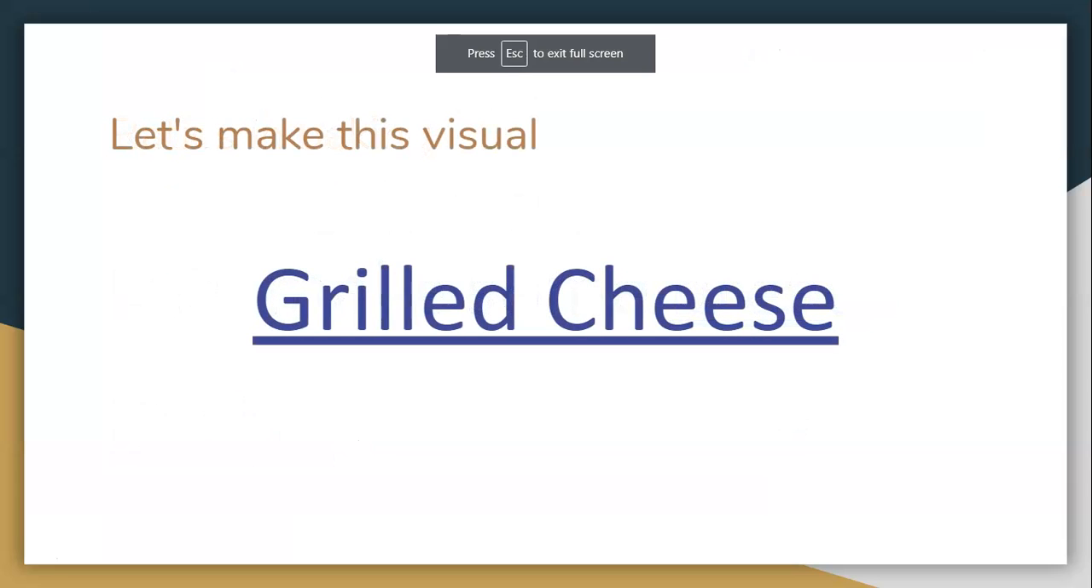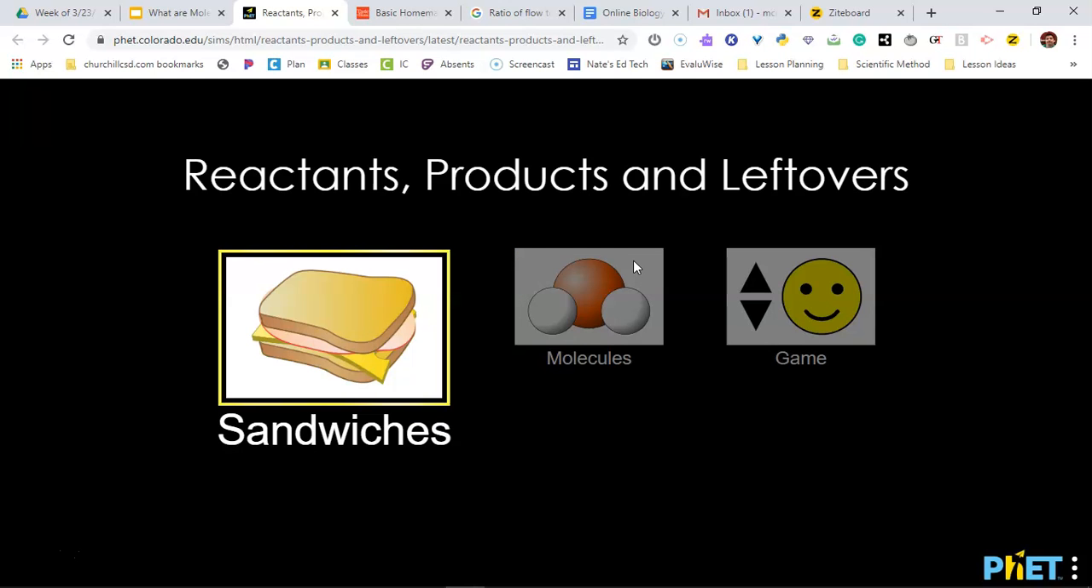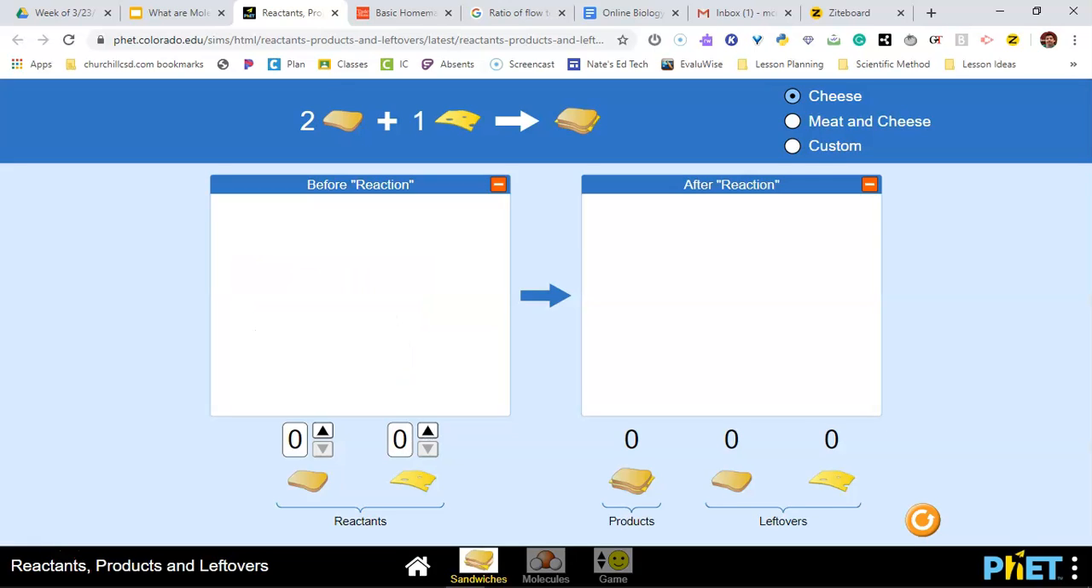So let's kind of look at this even another way. All right, so we're going to go to the simulation here. All right, and this kind of helps us visualize what's going on. So here's my ratio. For this cheese sandwich, I have 2 pieces of bread and 1 slice of cheese. That's my ratio, 2 to 1. For every 2 pieces of bread and 1 piece of cheese, I make 1 sandwich.